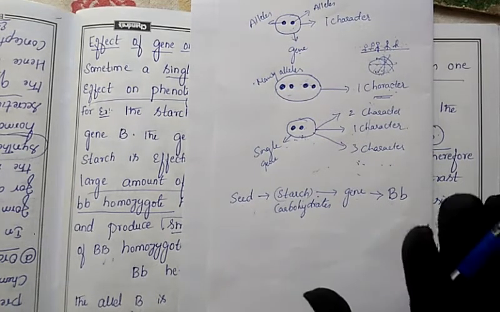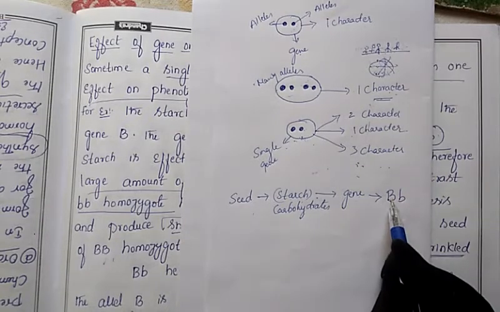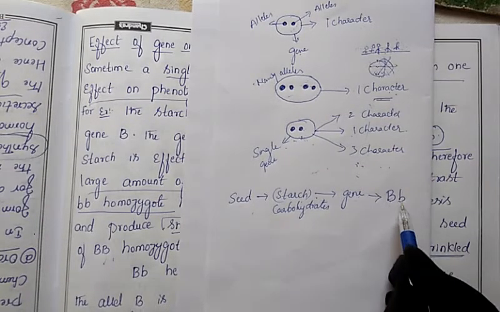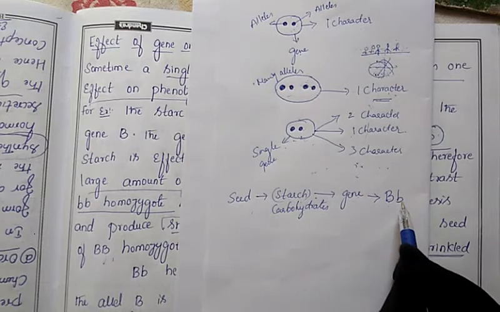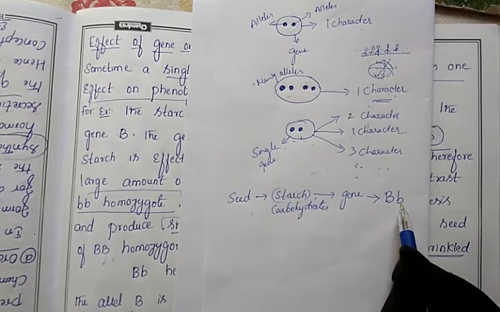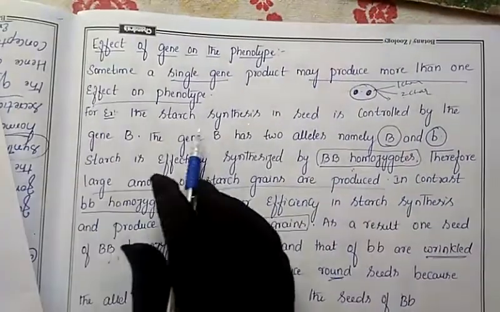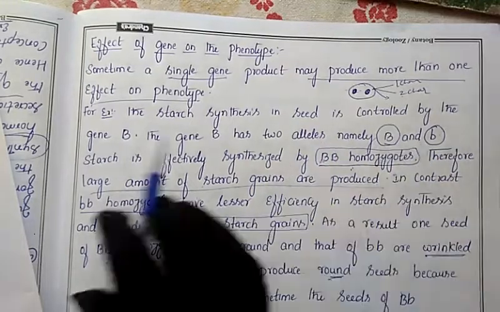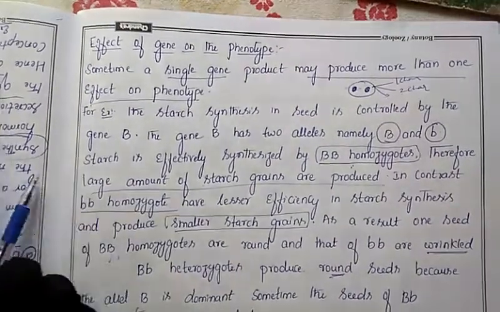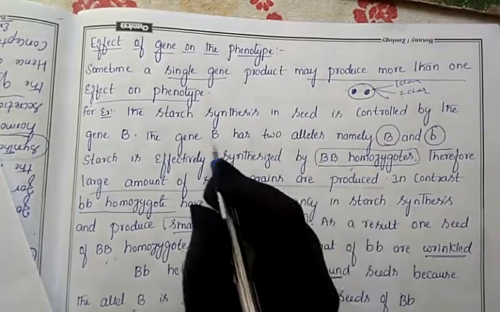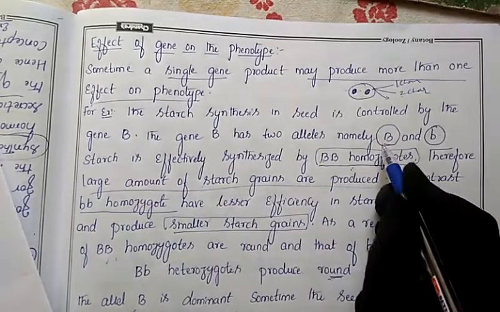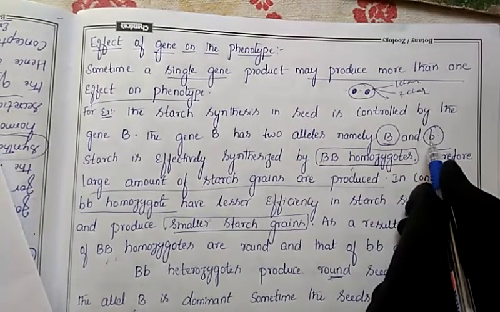Wherever any character is dominant, we represent it in the form of a capital B. And if any character is in a recessive condition, we represent it in the form of a small b. So that's why starch synthesis in the seed is controlled by the gene B. The gene B has two alleles, capital B and small b. Two alleles will be present.